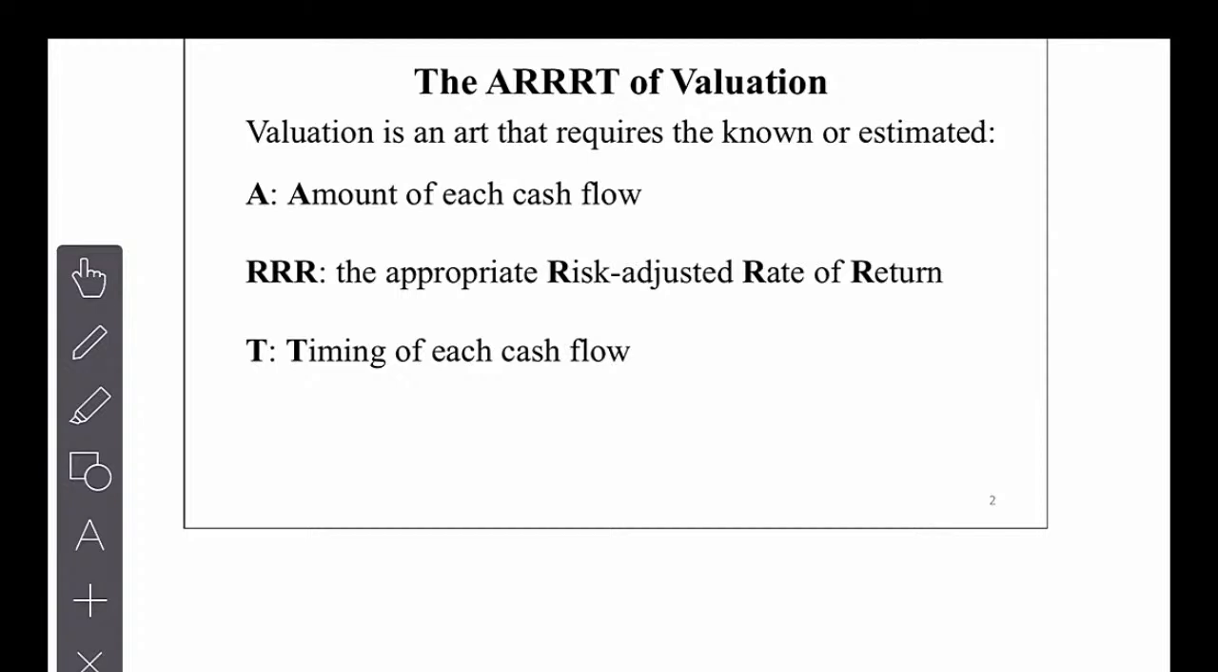And you have to estimate that. You have to guess which one should you use, and should it be the same throughout time? And you also have to estimate the timing of cash flows. Remembering in our technique in this class, we usually assume cash flows accrue at the end of the period, or they occur at the end of the period. Okay, so that is the art of valuation.